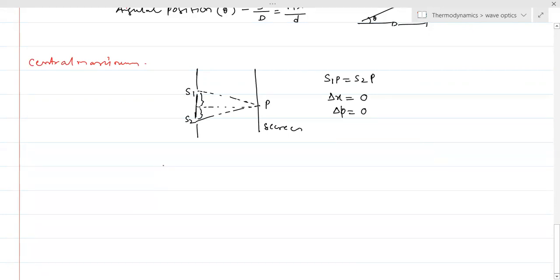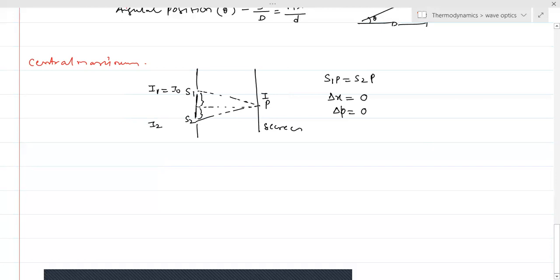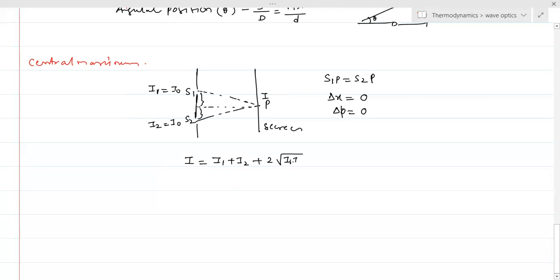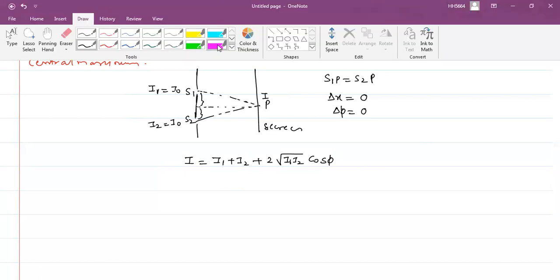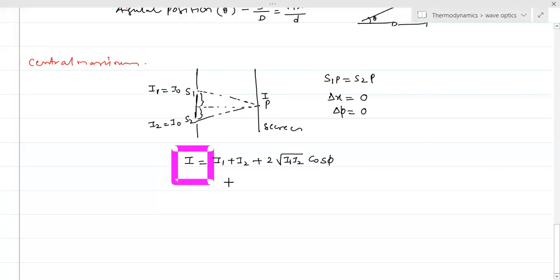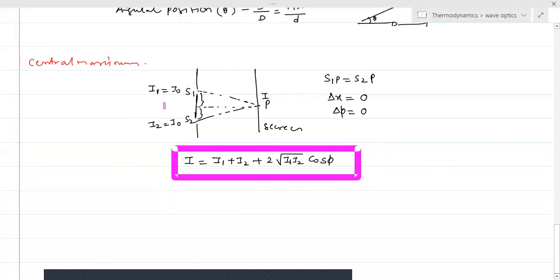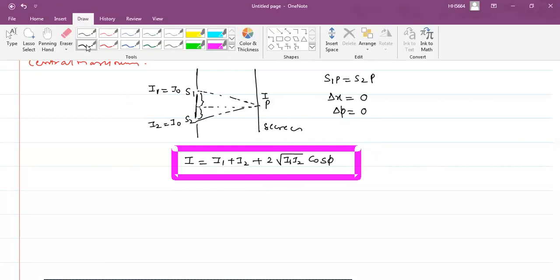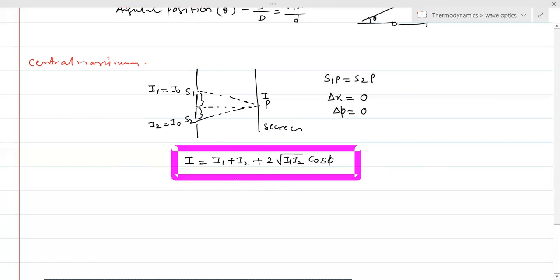And here we have the final intensity I. I take I1 equal to I0 and I2 equal to I0. The intensity expression is I equals I1 plus I2 plus 2 root of I1 I2 cos phi. This is the general expression, the resultant intensity, which we know from the principle of superposition.